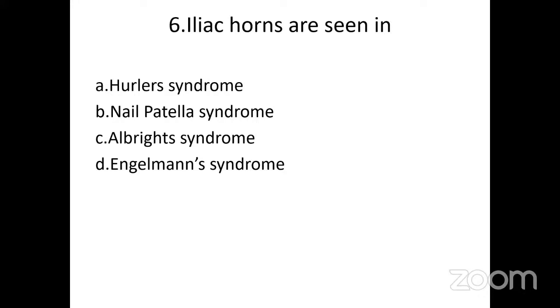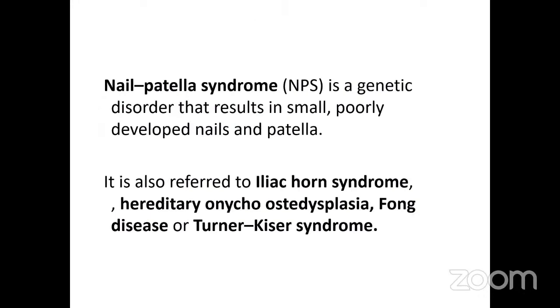Nail patella means both nail and patella will be dystrophic, and there can even be absence of nail and patella. That's called hereditary onycho-osteodysplasia. So it's a genetic disorder that results in small or poorly developed nail and patella. Even there can be absent nail and patella. So it is otherwise called iliac horn syndrome.